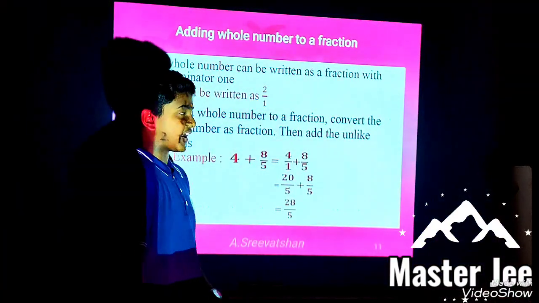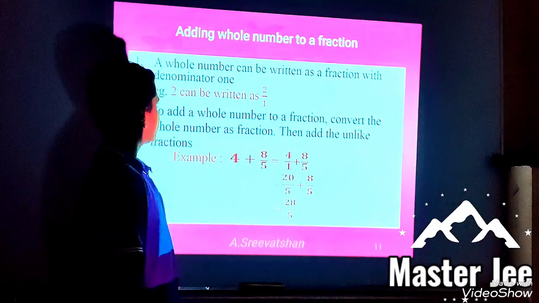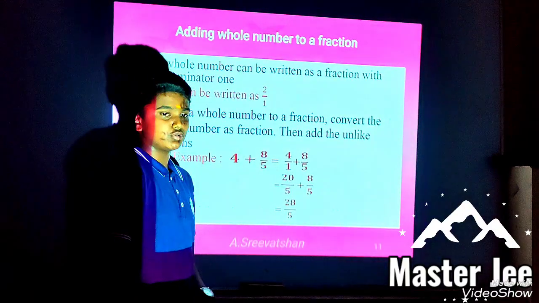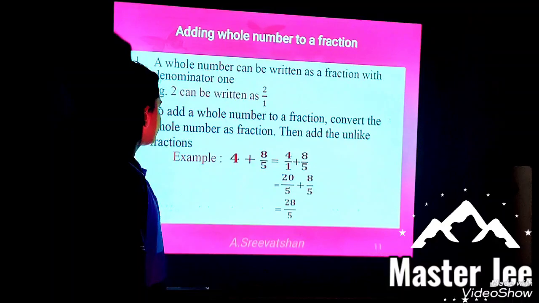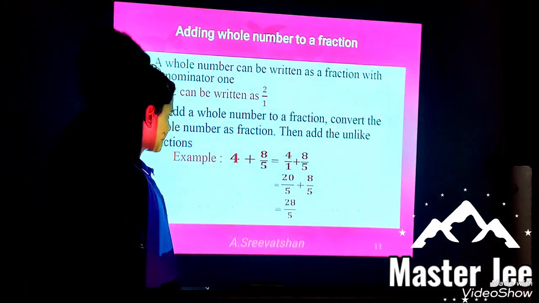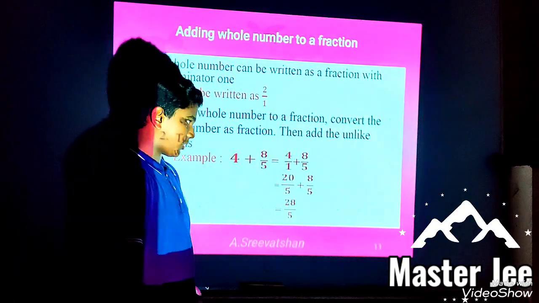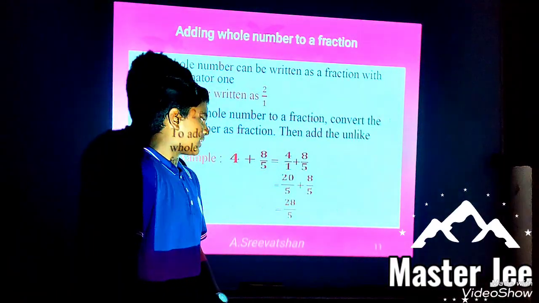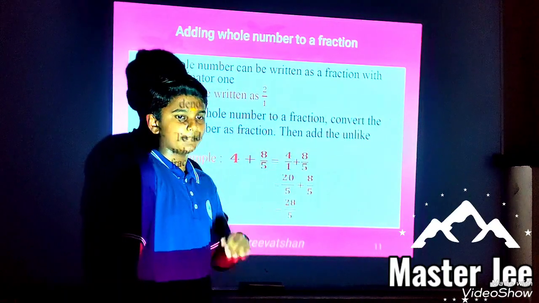Adding a whole number to a fraction. A whole number can be written as a fraction with denominator 1. Example, 2 can be written as 2/1. To add a whole number to a fraction, convert the whole number to a fraction, then add the unlike fractions. Example, 4 plus 8/5 gives you 4/1 plus 8/5, which gives you 20/5 plus 8/5, which results in 28/5.